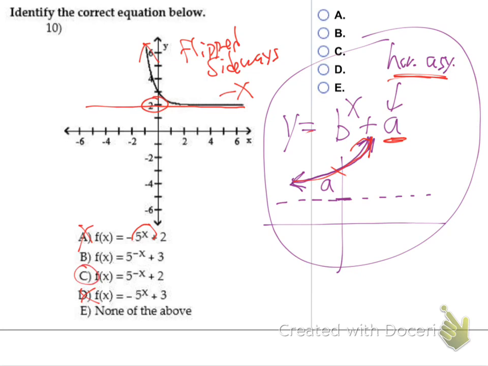What about the vertical asymptote? There is no vertical asymptote. It goes up forever, but it doesn't go up in a line. And so the answer is C, by identifying the horizontal asymptote and the negative on the x flipping it sideways.